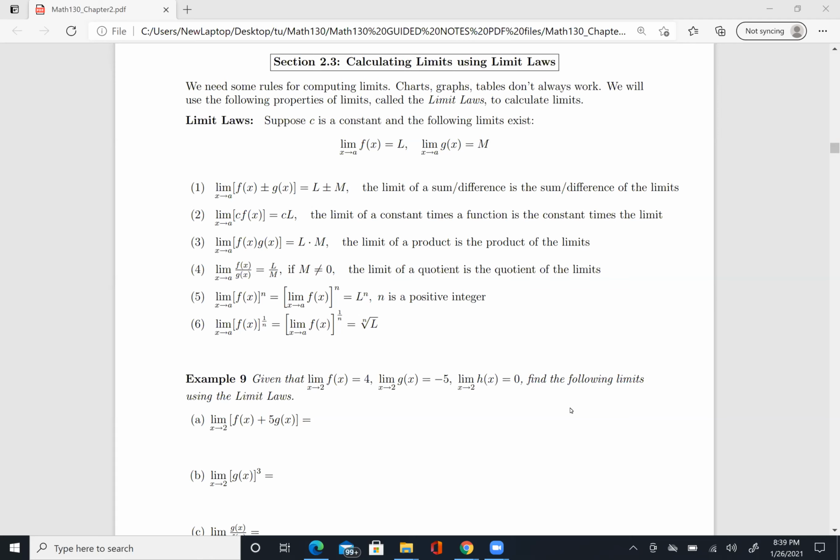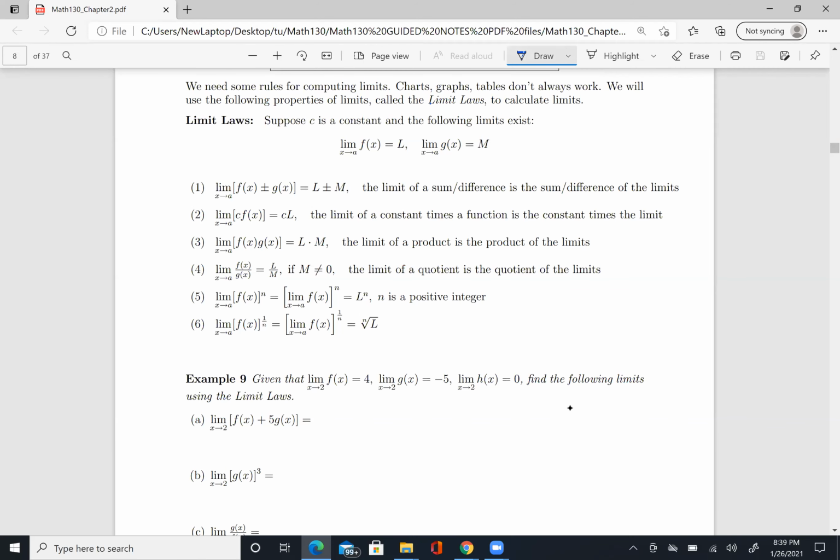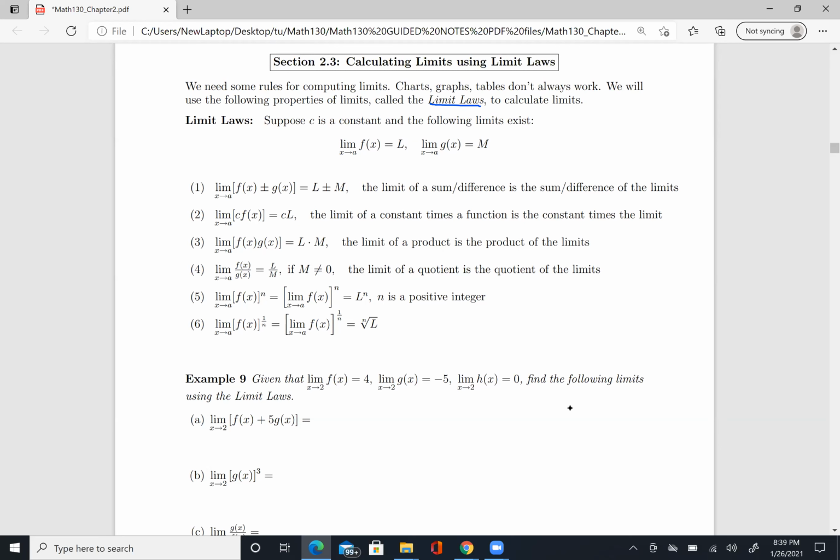Okay. So we need some rules for computing limits. Charts, graphs, tables don't always work. We will use the following properties of limits called limit laws. Okay, so let me label it over here to calculate the limits. So what are limit laws?